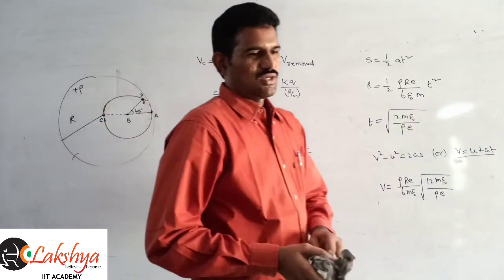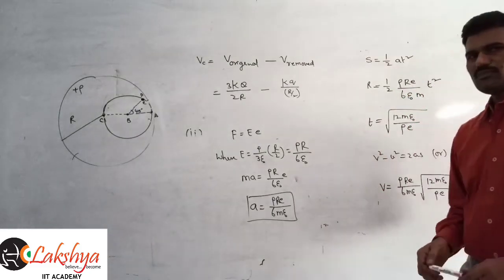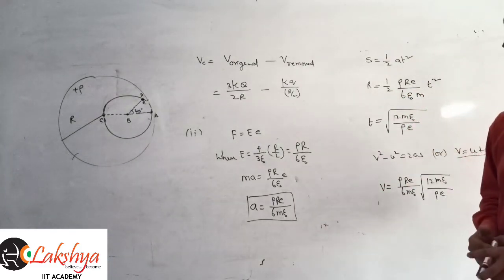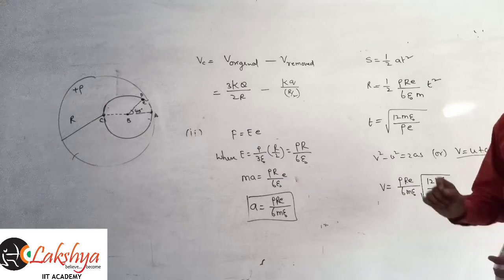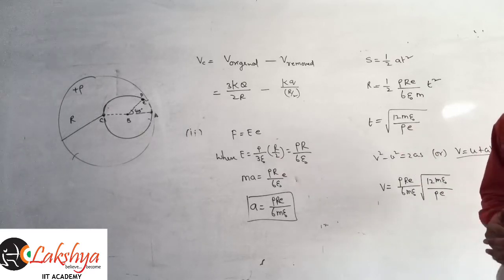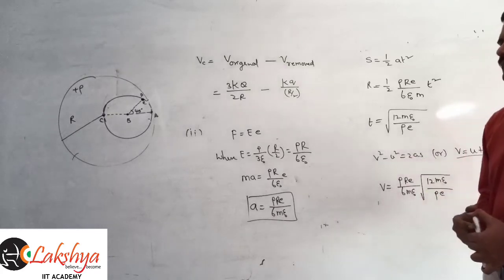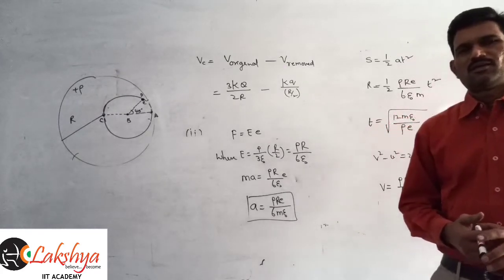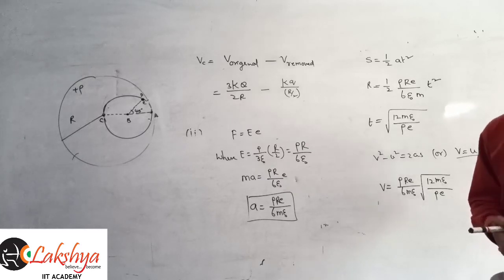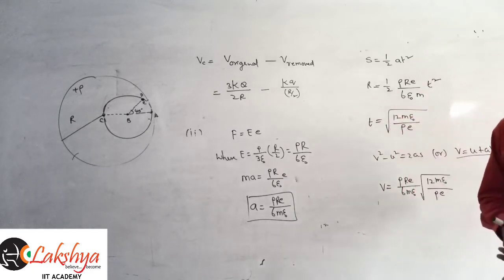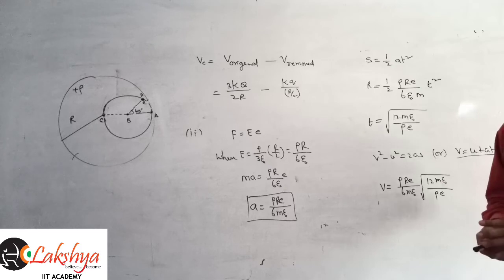In the above question, if electron is released from the point D as shown in the figure, then draw this diagram again. Find the time taken by the electron to strike the surface of the cavity for the first time, and with what velocity it strikes the surface of the cavity.